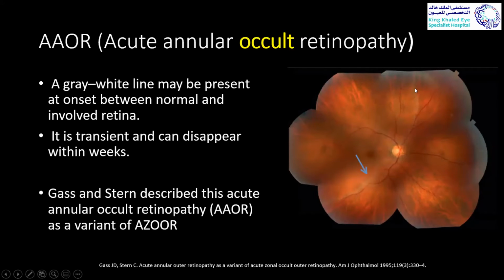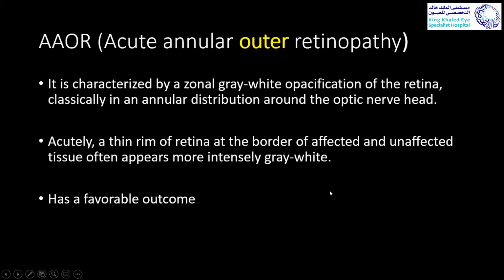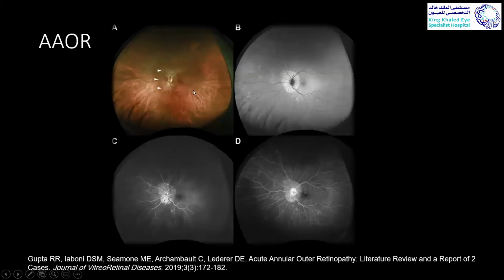And usually in acute annular occult retinopathy, which was described by Gass, this gray line usually disappears with time. The other one is acute annular outer retinopathy, which was also described as a part of the AZOOR spectrum. This disease usually presents with a rim of the retina that is affected around the optic disc in an annular distribution. You can see in this patient there is a grayish or yellow lesion surrounding the optic disc that's causing hyper-autofluorescence and gives a MEWDS-like picture.